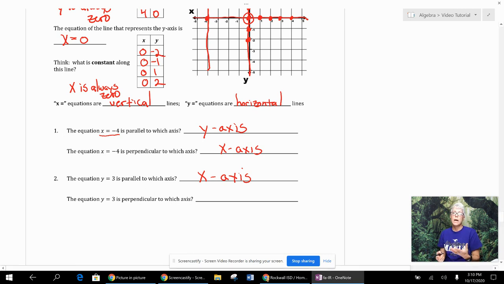But again, the nice thing about it is you can just guess. You have a 50-50 chance of getting it right, but then just verify your guess by naming a couple of the ordered pairs that are on that equation or on that line.